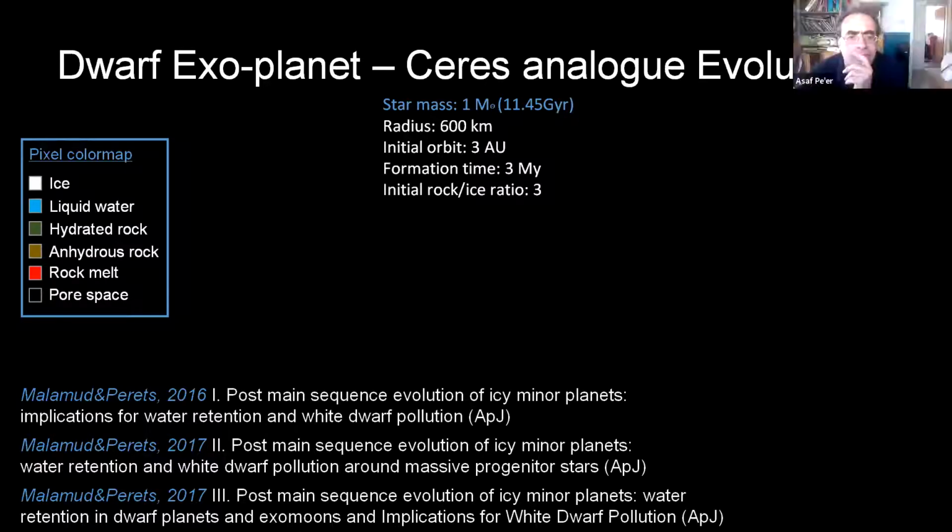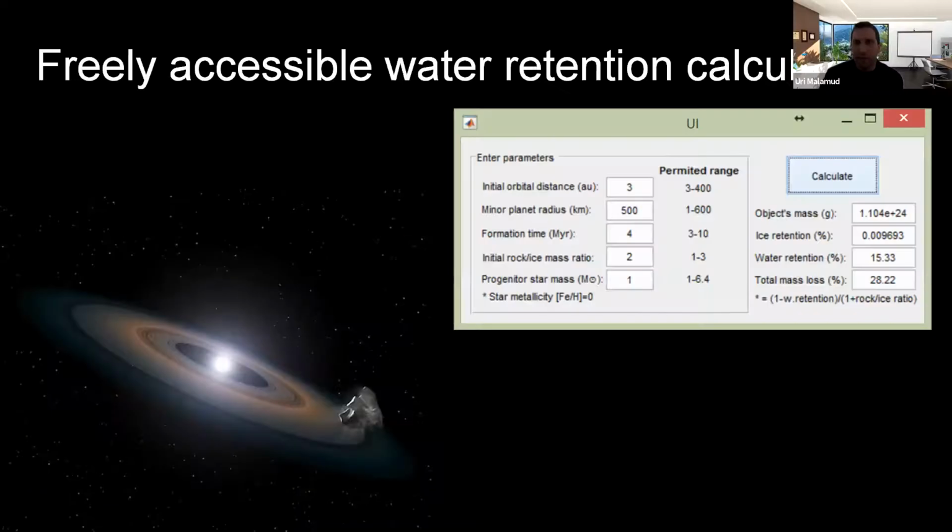Okay. So the end result of this study, we published a freely accessible program that anyone in the community can download. And it basically tells you how much water is retained at the end of the evolution. You take a planetesimal, you take a host star, you plug in the mass that you want, the size that you want, and all of these different parameters. And it tells you how much water is retained at the end of the evolution, and even how much ice is retained at the end of the evolution.